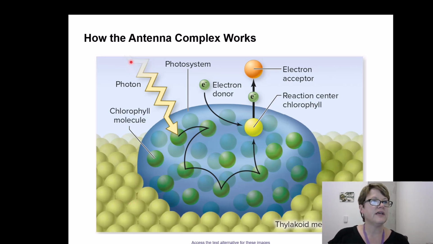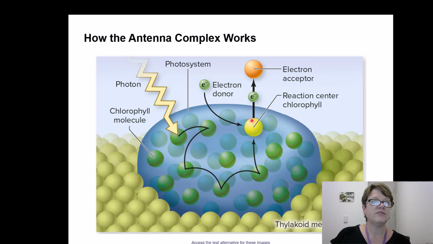And so here in this diagram, they're showing a photon hitting one of the many chlorophylls in that antenna complex, in that grouping of chlorophylls. And then they're showing with the black line that energy from that photon is passed from one pigment molecule to another, but ultimately, no matter how indirect that path is, it ends up getting passed to that reaction center chlorophyll, that special chlorophyll that's in the middle, sort of.